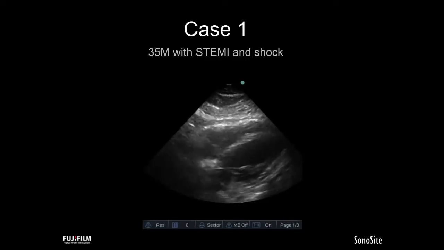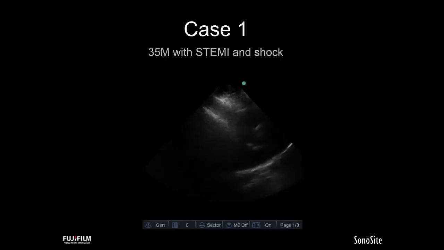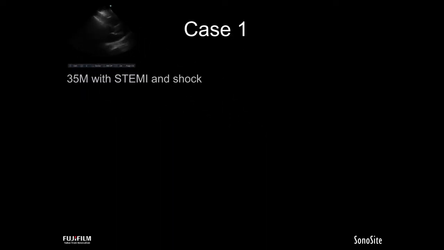So you've got normal right ventricle, no pericardial effusion. The IVC looks within normal range with no major changes. So we've got a depressed ventricle post-STEMI.